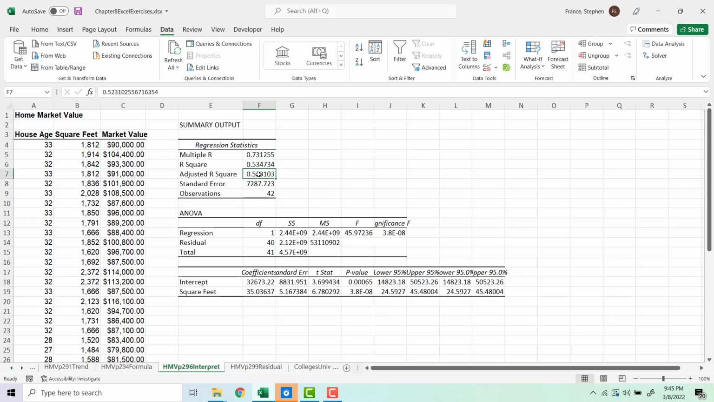And as I said, the adjusted R squared is for comparing models, and this accounts for the number of parameters. So if we want to compare a regression with just square feet versus a regression with house age and square feet, we'd want to compare the adjusted R squared rather than the R squared. For the moment, we're not going to worry about the ANOVA. We'll talk about that in multiple regression.